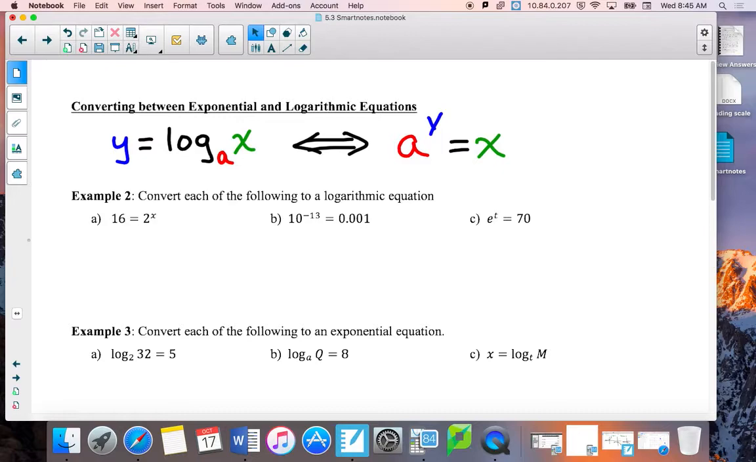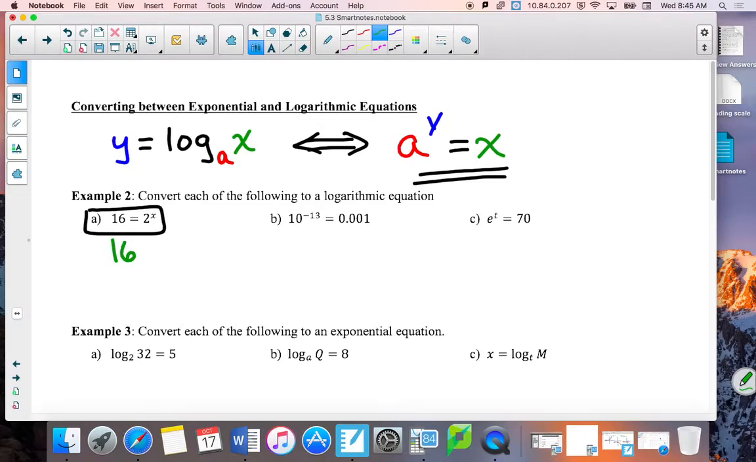So example 2 here, we're going to take all of these exponentials and we're going to convert them to logs. So looking at this one over here, that looks pretty similar to this guy right here. So I'm going to just use those colors to show. So 16 would be our green x. 2 would be our base A, and that's being raised to this blue y value. So if it's helpful, you can convert those with colors. And then I'm just going to write it in terms of the log.